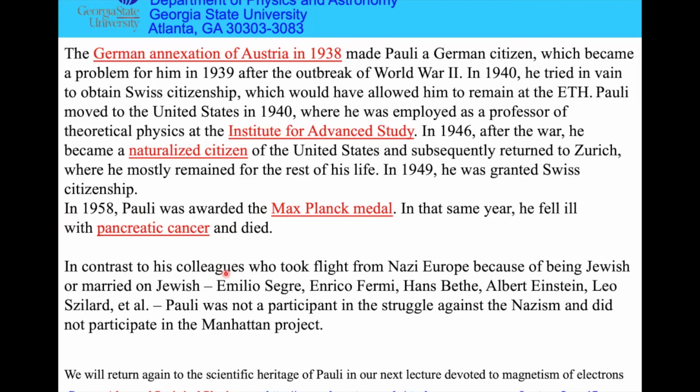So if you contrast him to his colleagues who took flight from Nazi Europe because of Jewish origins, and those were Emilio Segre, who was Jewish, Enrico Fermi, whose wife was Jewish, Hans Bethe, who is a converted Jewish, Albert Einstein, who did not actually practice Judaism, but by birth was Jewish, and Leo Szilard, who was Jewish. So all these famous people, there's quite a few of them, Nobel Prize winners. Segre, Fermi, Bethe, Einstein. I'm not sure about Szilard, he may be too.